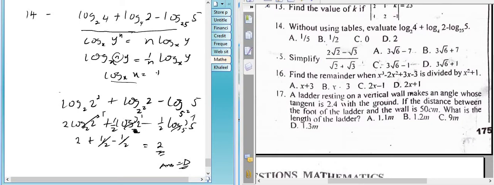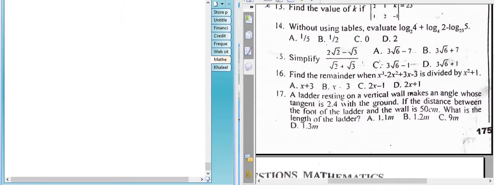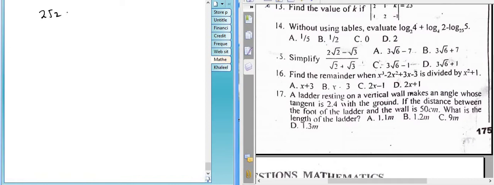But luckily this question, question number 15, we have solved it in 2018 and 2019 also. So if you follow some of our videos, you're familiar with how to solve it. And also in 2020 this appeared also. So without wasting much time, the question asks us to simplify 2 root 2 minus root 3 all over root 2 plus root 3.